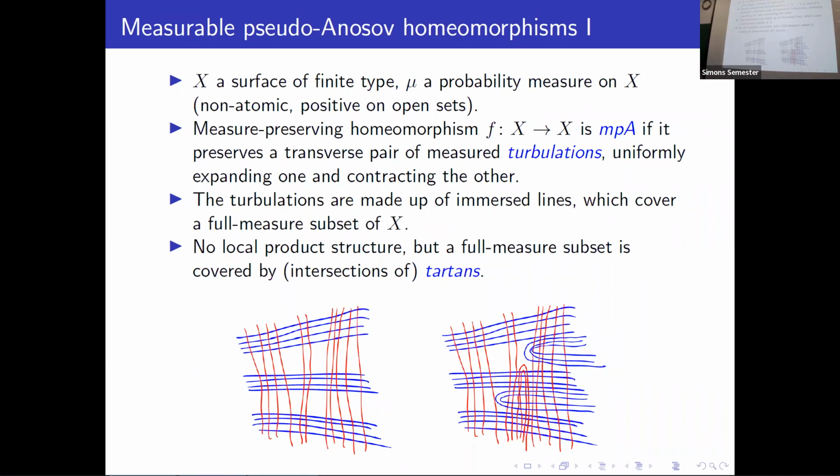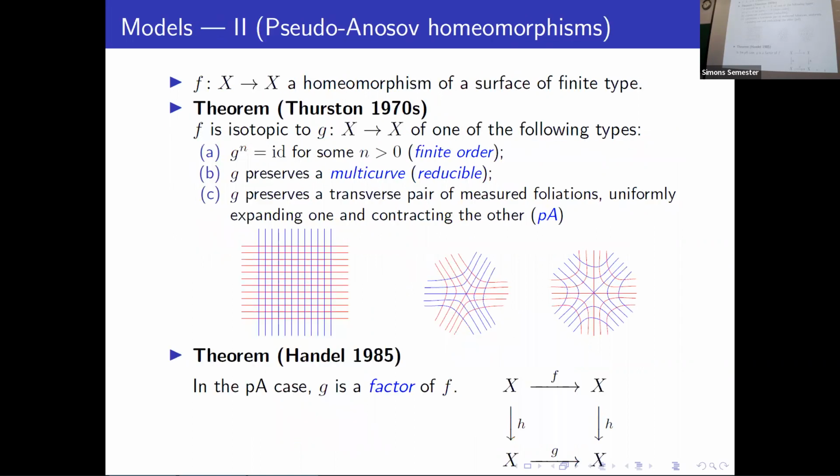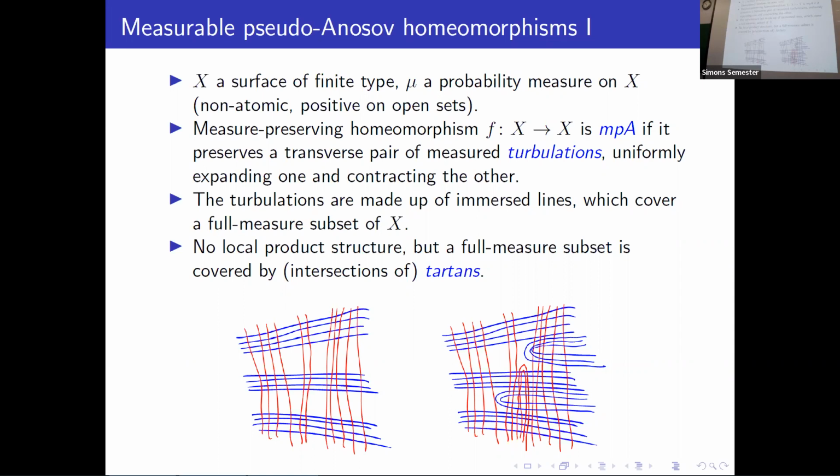Okay, so a pseudo-Anosov preserves a transverse pair, a stable and an unstable foliation, and everywhere except at the singularities, those give you a nice product structure on the surface. They're very regularly arranged. A measurable pseudo-Anosov, by contrast, preserves what we call a transverse pair of measured turbulations. So again, we've got red and blue, we call them streamlines now, rather than leaves of the foliations. One of them is uniformly expanded, and one of them is uniformly contracted.